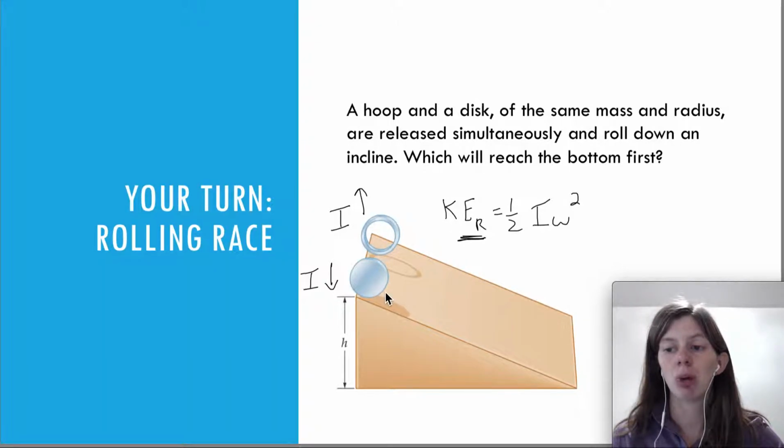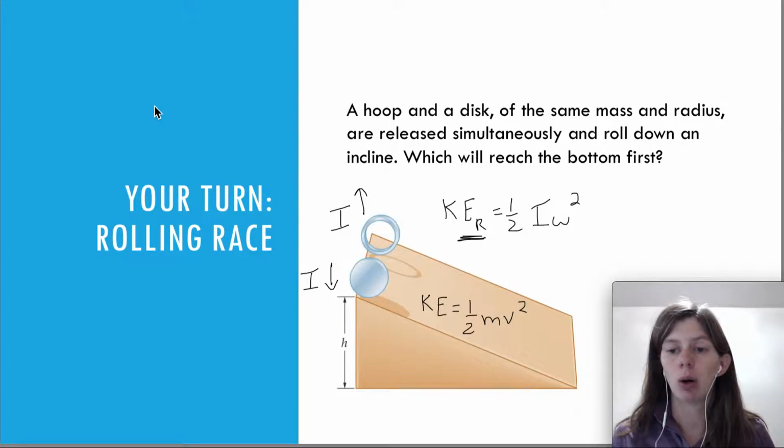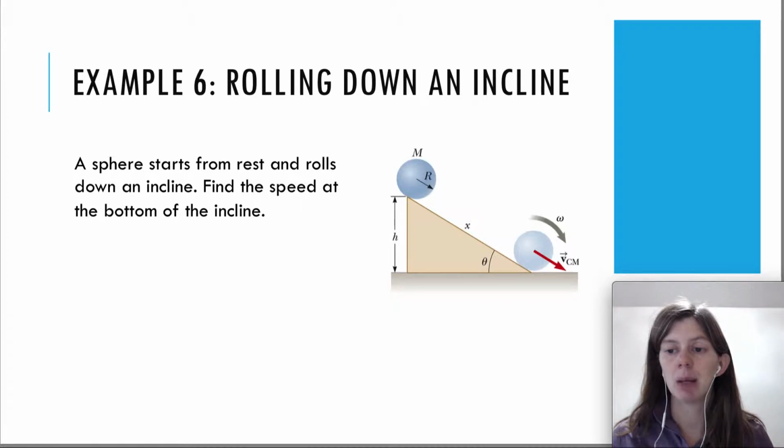The disk has a smaller moment of inertia, so it'll have less rotational kinetic energy, so the disk will have more of the translational kinetic energy, 1/2 mv squared, which will make it reach the ground first. So the object with a smaller moment of inertia is going to reach the bottom first. If this didn't make a whole bunch of sense to you, we can also look at it with an example where we work it out with the equations to see how it works out.